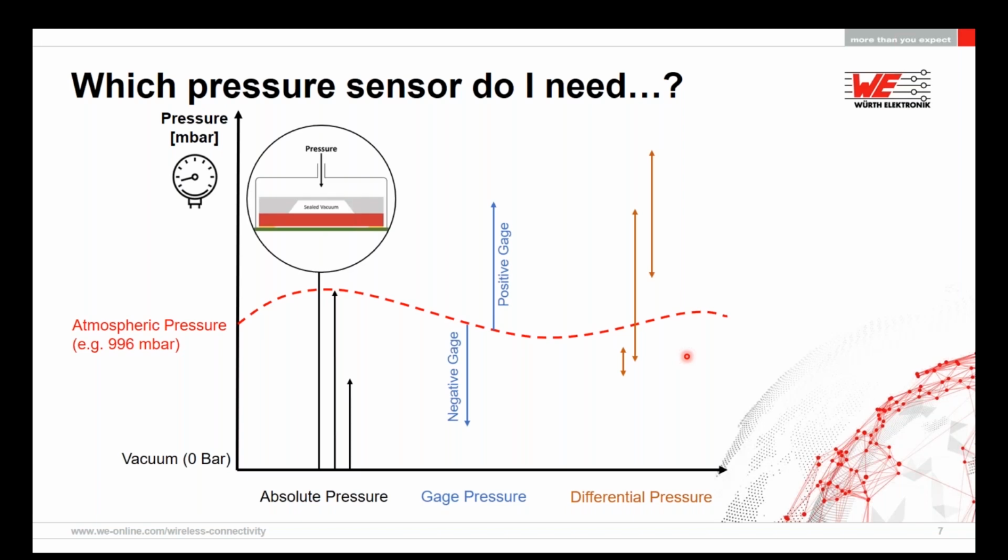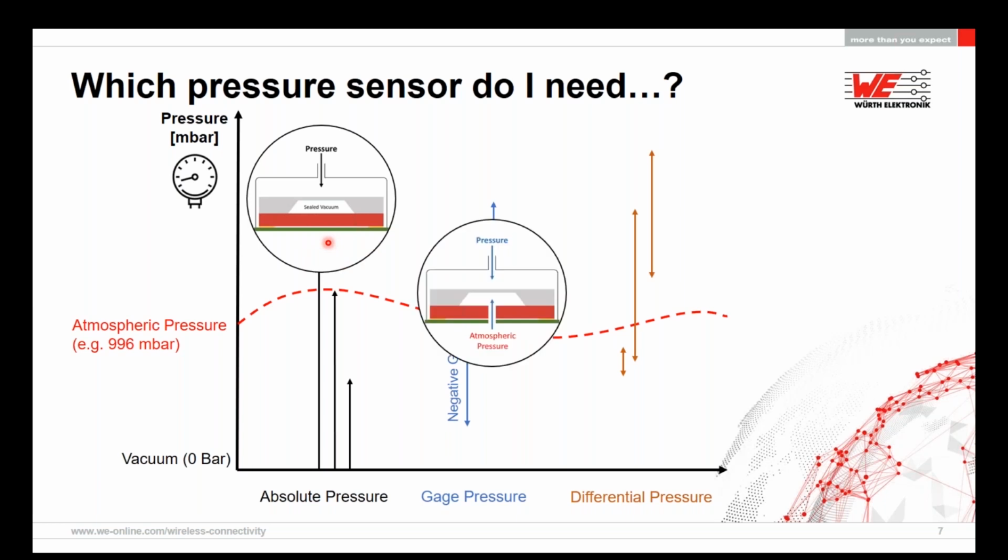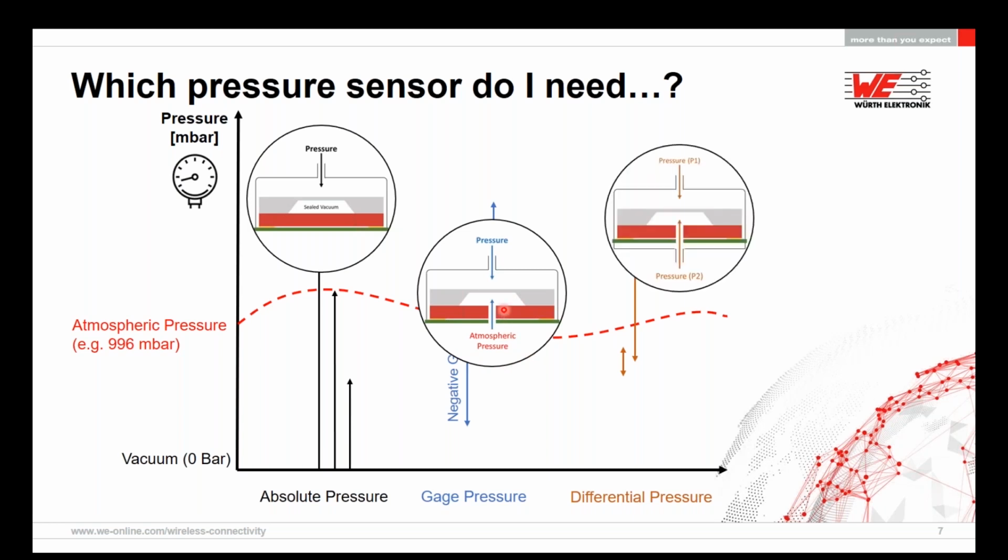The first one being the absolute pressure sensor, which measures the atmospheric pressure from the top, and as a reference, the vacuum is sealed during the fabrication. There is no outlet port on the other side. For a gauge pressure sensor, you can see there is an inlet port on the other side to let the atmospheric pressure inside the cavity. Whenever pressure is exerted on the top, it measures with respect to the atmospheric pressure, which is let in from the other side. This is the gauge pressure sensor.